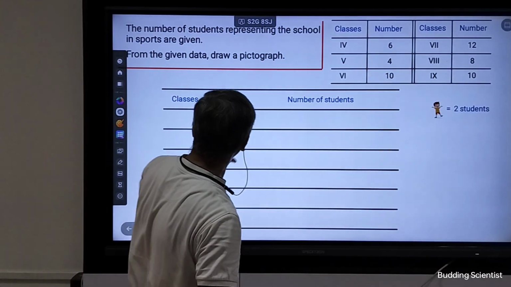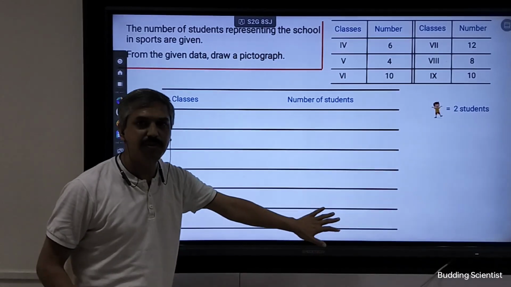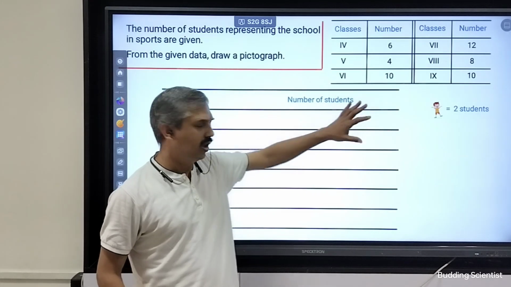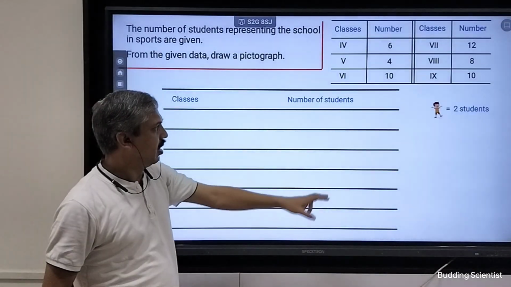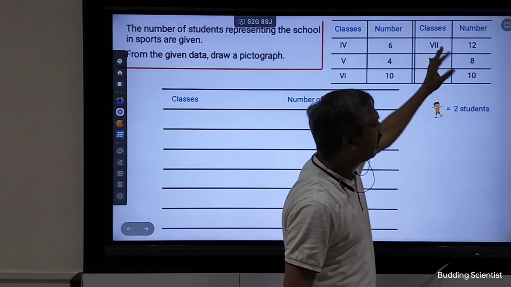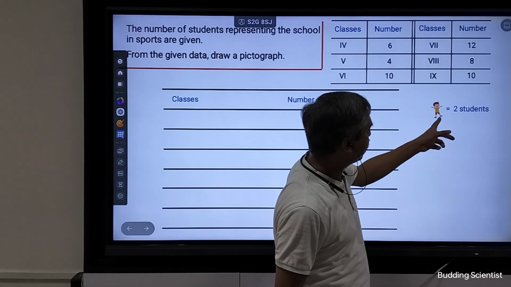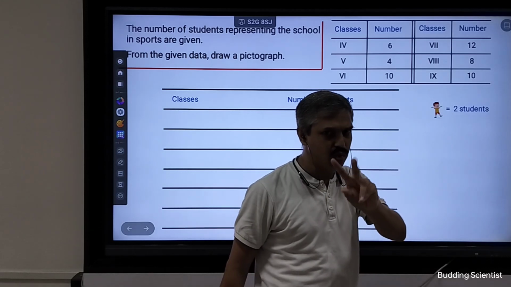So alright, I draw the pictograph here. I have taken the classes on one side. The number of students from those classes who are representing the school is on the other side. I decided, because all the numbers, if you see, are divisible by 2, I will take one picture and the meaning of that picture is 2 students.